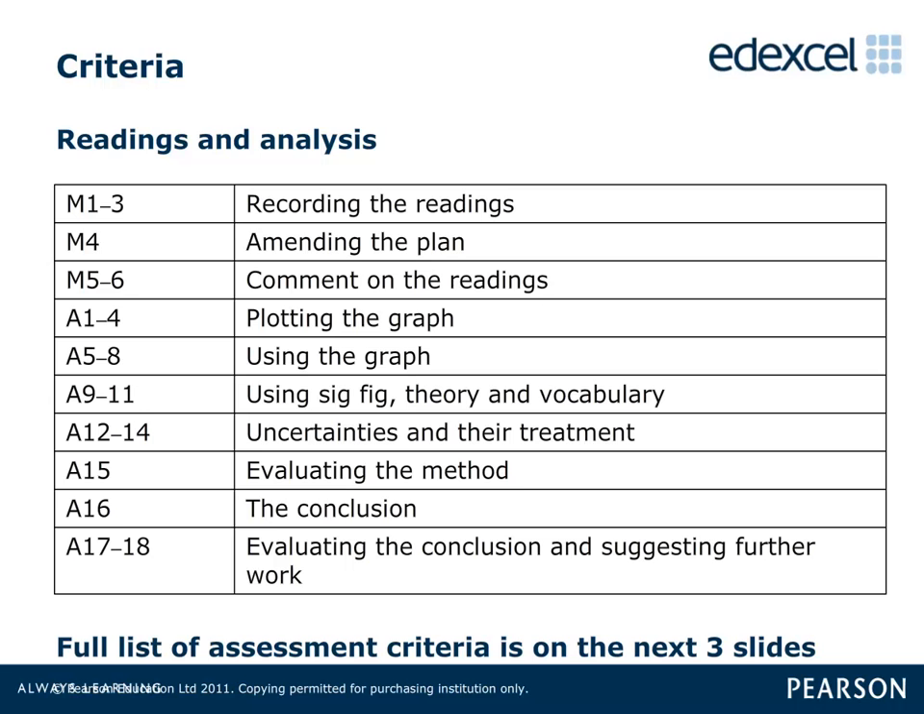The M marks concern the readings taken and do not apply to any data used in the analysis section. There are 4 analysis marks for graph work and a further 4 for using the graph. A9 to 11 concerns some technical aspects of the report. A12 to 14 cover uncertainties, and A15 to 18 are about drawing conclusions and evaluating.